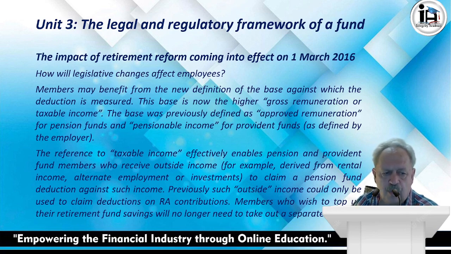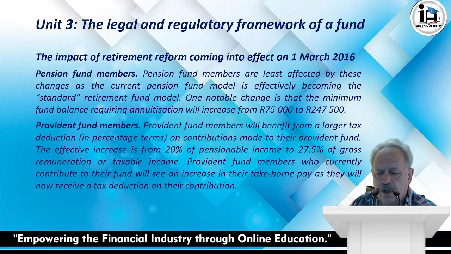Members who wish to top up their retirement fund savings will no longer need to do so because they can do it in the fund, so they don't need to take out a separate retirement annuity. Pension fund members are least affected by these changes, as the current pension fund model is effectively becoming the standard retirement fund model. One notable change is that the minimum fund balance requiring annuitization, which means a monthly income, will increase from 75,000 to 247,500.